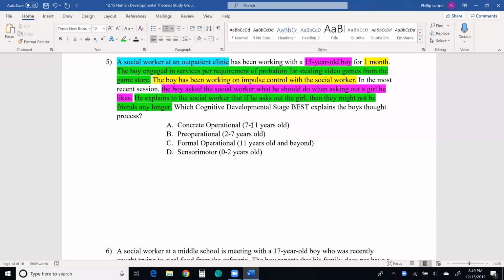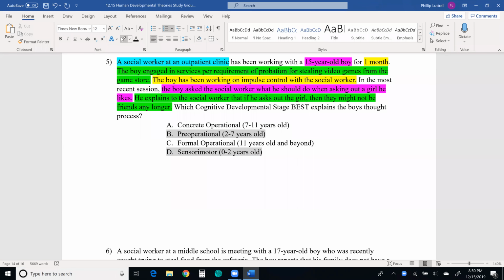He's been working on impulse control. He asks the social worker what he should do when asking out a girl he likes, and he explains that if you ask out the girl, then they may not be friends any longer. So we can automatically rule out D and B, because D is utilizing your senses and motor activity to understand the environment and figure out what works for you and what doesn't. And B is not being able to think beyond yourself, as well as feelings-based thinking. So it's not based on that.